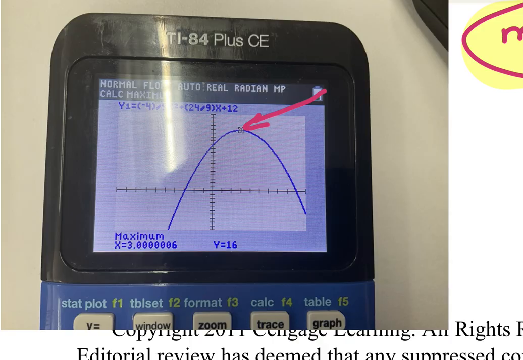When did he start? How high off the ground? For example, if they punted the ball, how high off the ground was the ball when they punted it? It could be when did they hit the max? That's the x coordinate of your max. What is the max? That's the y coordinate of your max. How long did it take for him to hit the water, hit the ground, hit the whatever? And that's the x coordinate on your 0.